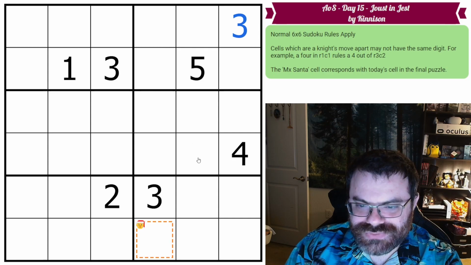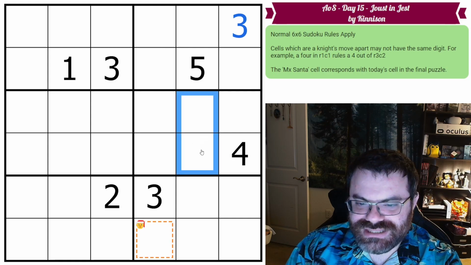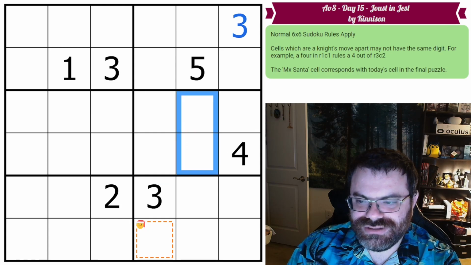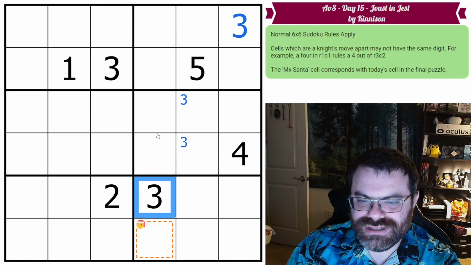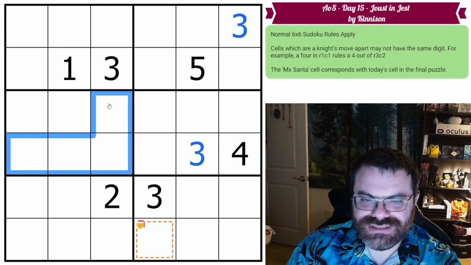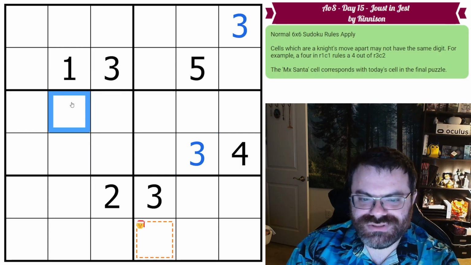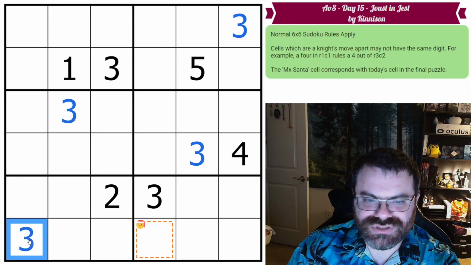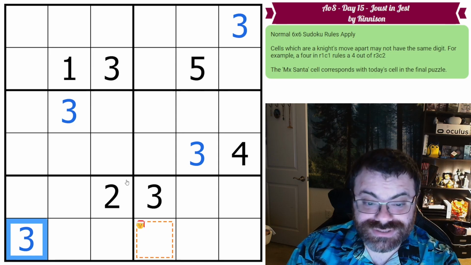Okay, so now 3 is limited to these 2 cells by Sudoku, these columns, but this 3 here sees this cell. So this actually can't be a 3 by knight's move. And so the 3 has to go here. And then this 3 looks in, and this 3 sees this one and this one, so 3 goes here. These 3s look down, this looks over just by normal Sudoku, that's a 3, and we're suddenly done with 3s.